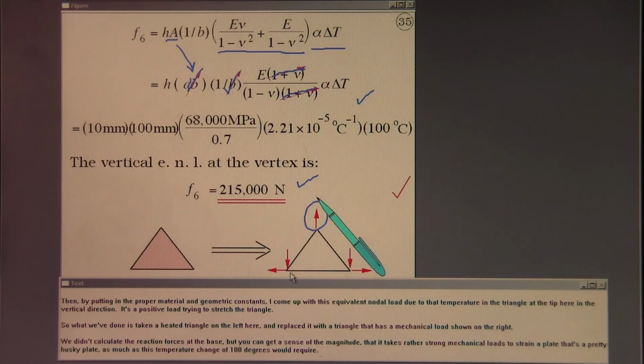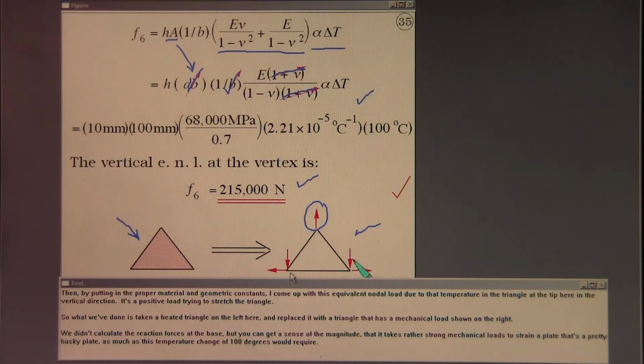And it's a positive load trying to stretch the triangle. So what we've done is taken a heated triangle on the left here and replaced it with a triangle that has the mechanical loads shown on the right. We didn't calculate the reaction forces at the base, but you can get a sense of the magnitude, that it takes rather strong mechanical loads to strain a plate that's a pretty husky plate as much as this temperature change of 100 degrees would require.